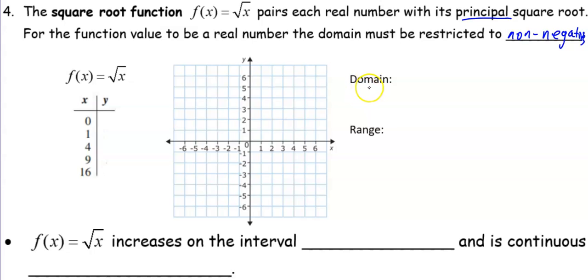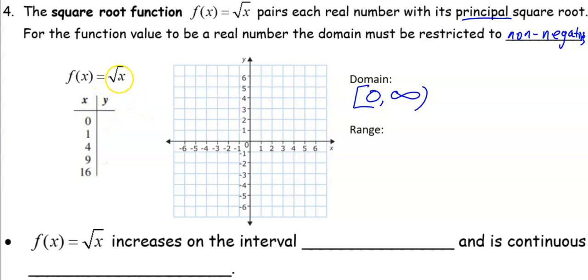So the smallest value that I can plug in for x is 0. And then I can plug in any positive value, so it goes on forever. I can plug in 0, so that's why I use the bracket. And then let's come back for the range in a minute. That's what non-negative means. That is what my inputs are.